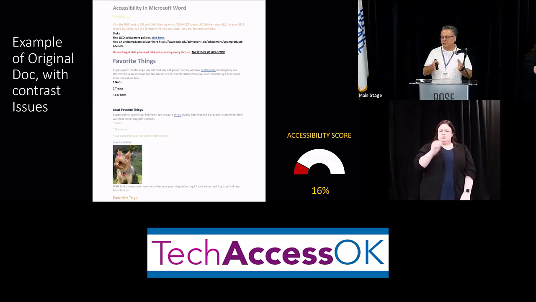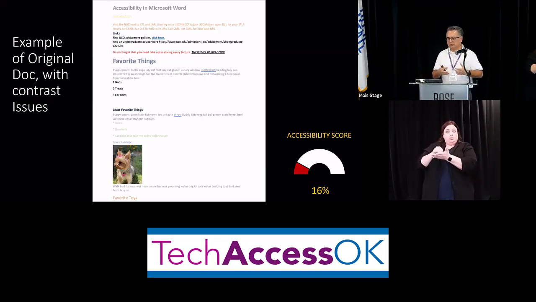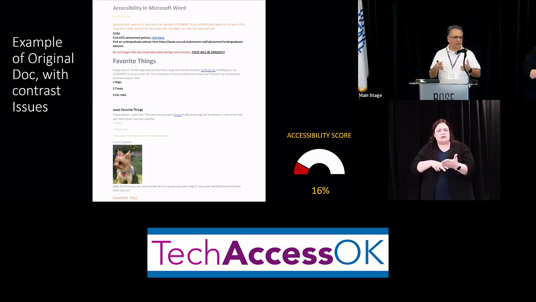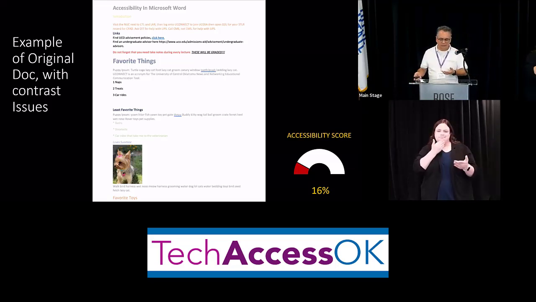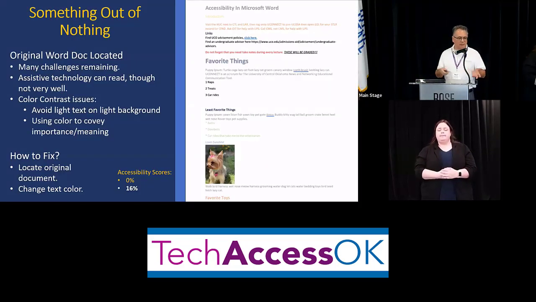16% isn't great, but just moving from a PDF to an actual Word document, it is readable. Assistive technology can read this. It can't navigate it well, but it can read it. And so we're making progress. This is good. But how do we make something out of nothing?